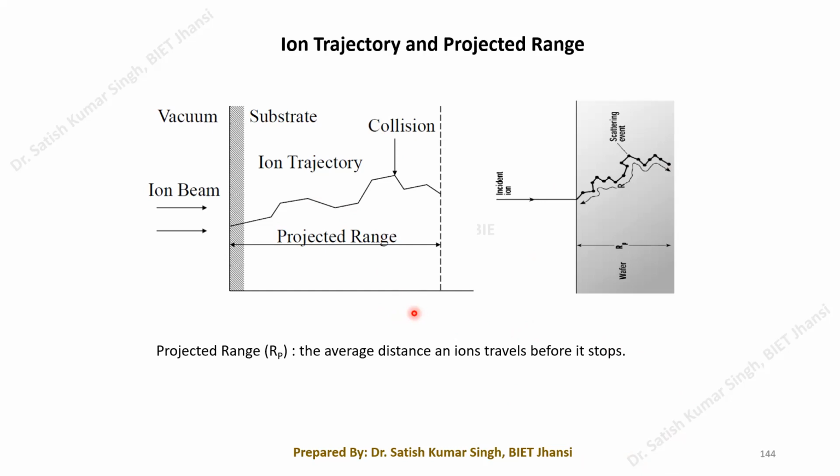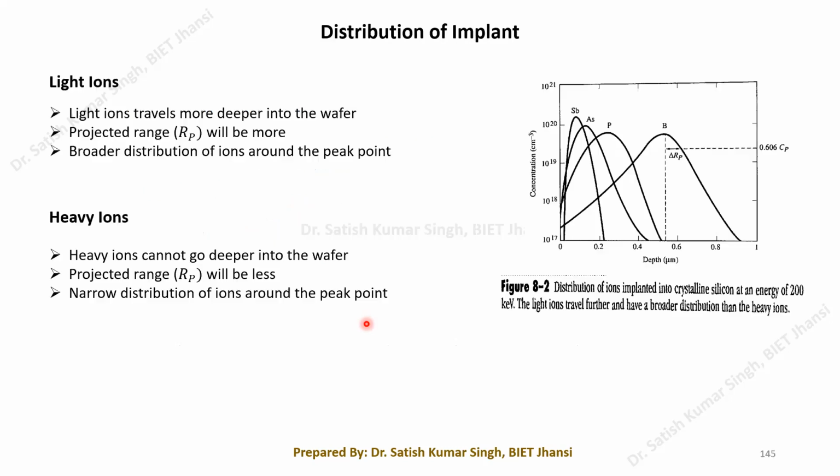I hope it is clear that it is not always necessary that the ion beam, whenever it enters, will go in a linear direction. It is not required that it will go in a straight direction. It may enter, and then the path may be changed many times because of the available atoms and electrons within the target material, which is our substrate.